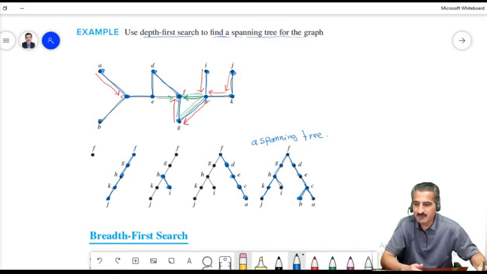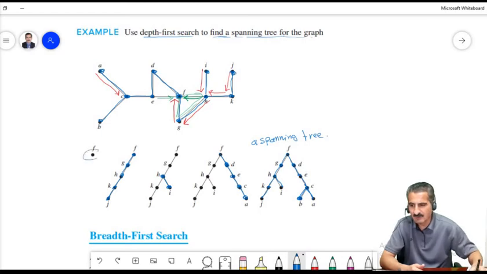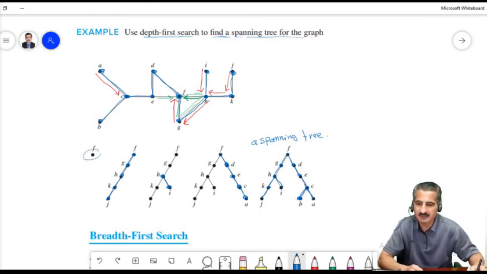Now notice here we started at F, while we could start at any other vertex, and I will leave it for you to go and start at E, for instance, and see the spanning tree you will get. Okay, and maybe we can make it quick.